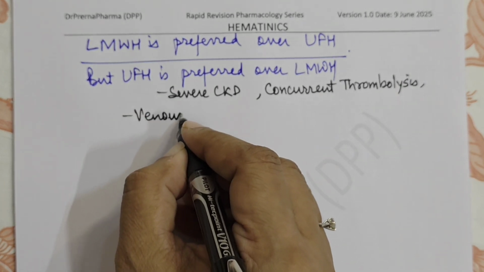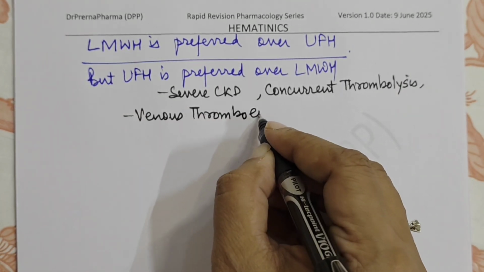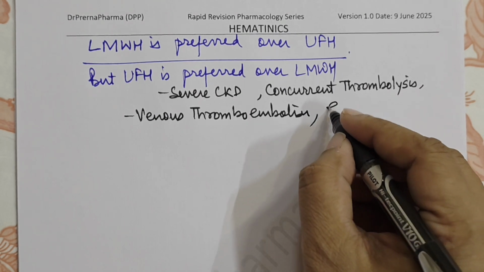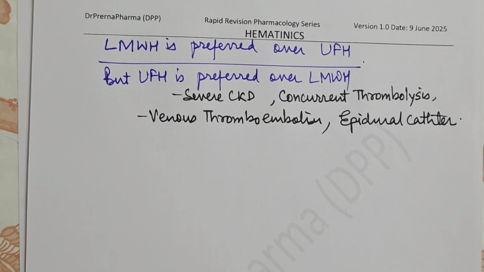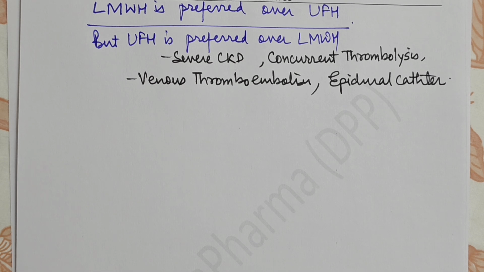Then when there is venous thromboembolism, then LMWH is not given. And if there is an epidural catheter, then also LMWH is not given. So this is important. Unfractionated heparin is preferred over low molecular weight heparin if there is severe CKD, or if there is concomitant thrombolysis, venous thromboembolism, or an epidural catheter.